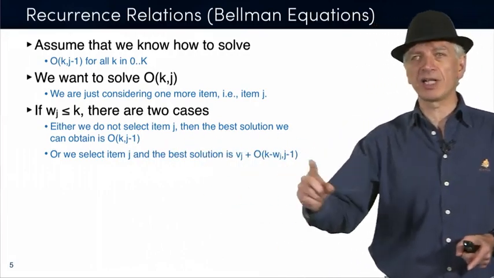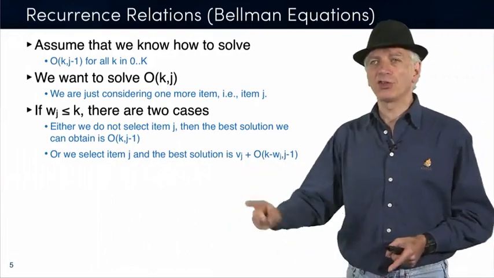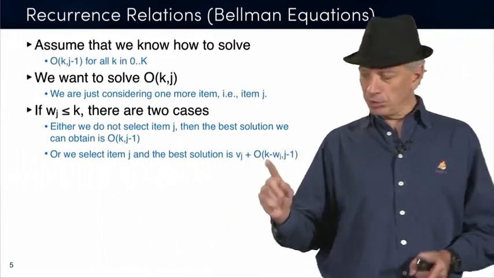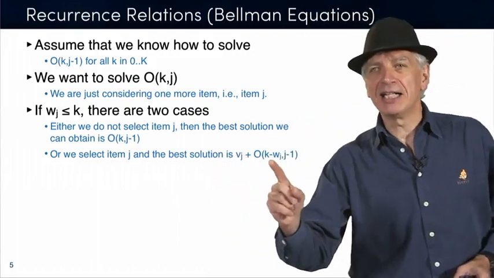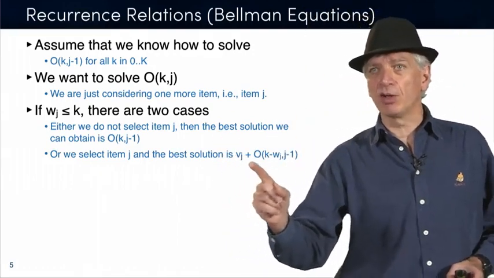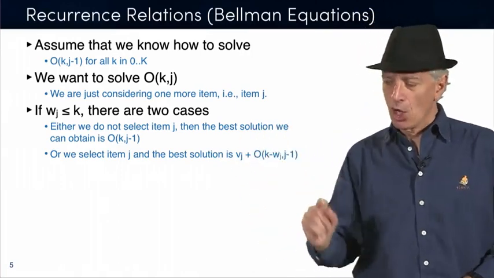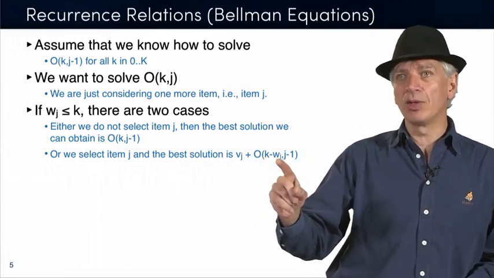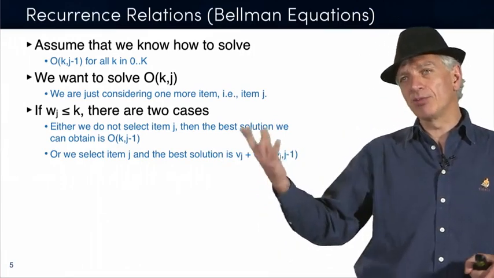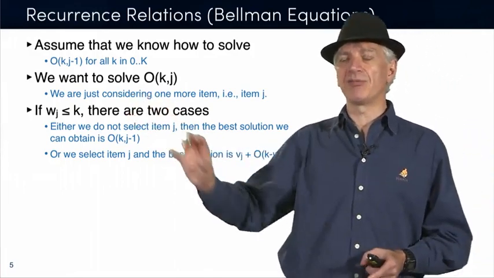And this expression that you see here is Vj plus the value of the oracle. Let me start again. It's Vj, which is the value of the item, and then you call this oracle recursively, with the capacity k minus the weight of the item Wj, and then obviously j minus 1 item. And so these are the two things that you can do if the item fits in the knapsack.